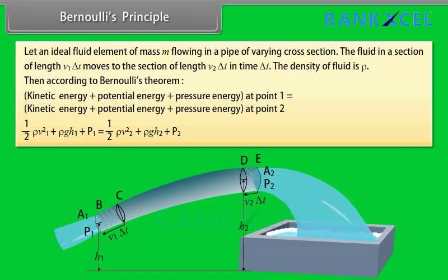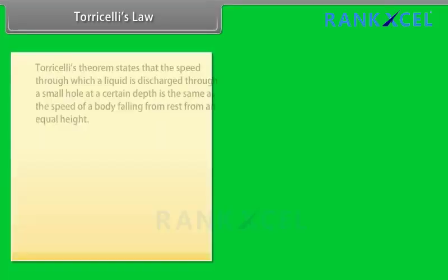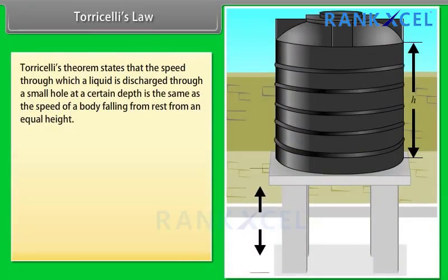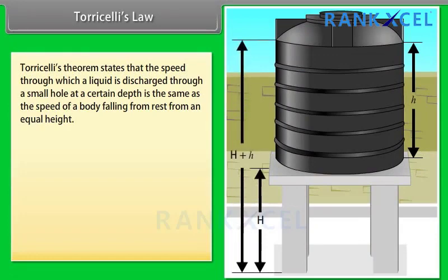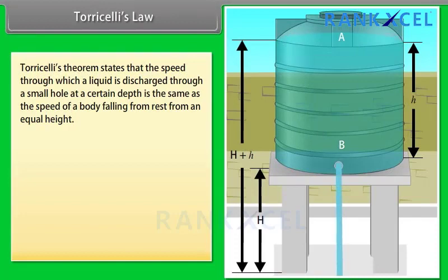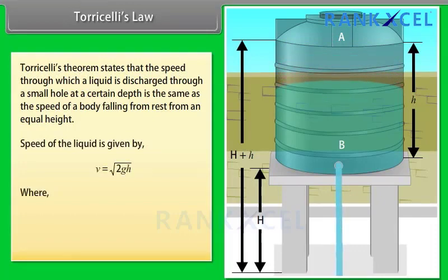Torricelli's law. Torricelli's theorem states that the speed through which a liquid is discharged through a small hole at a certain depth is the same as the speed of a body falling from rest from an equal height. Speed of the liquid is given by v = √(2gh), where h is the initial level of liquid, g is the gravity constant.